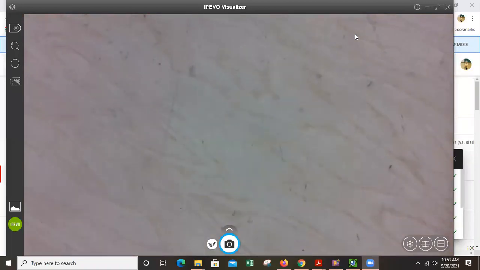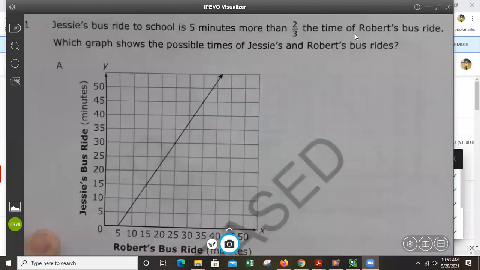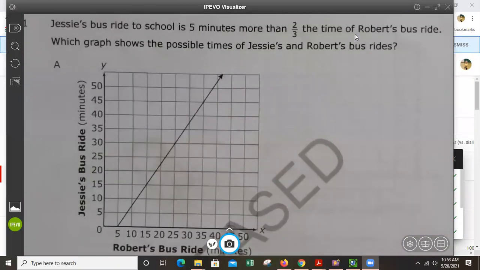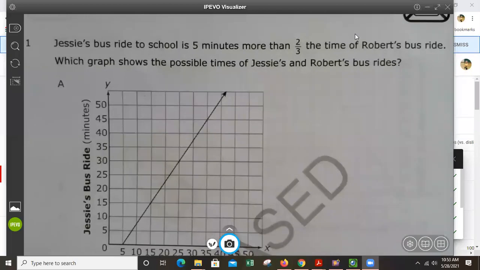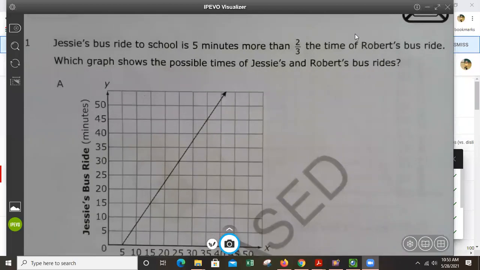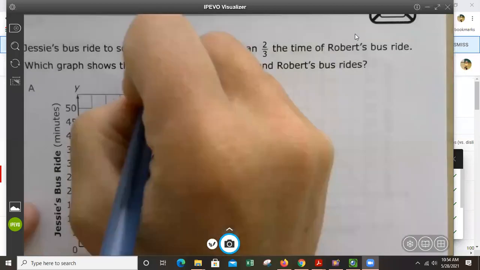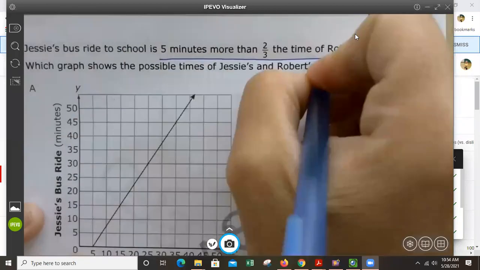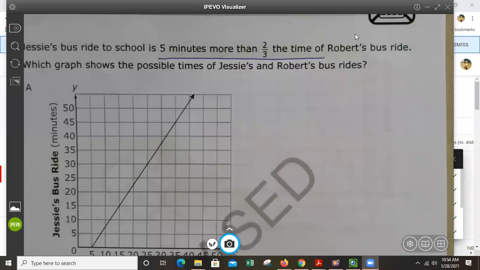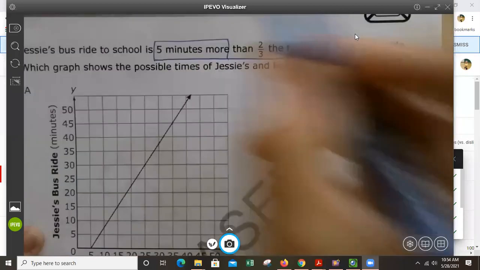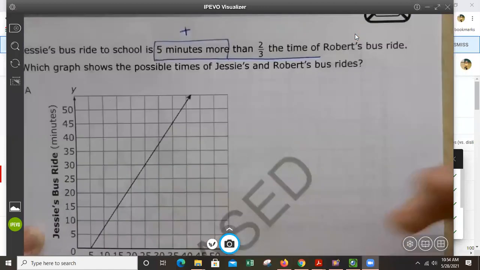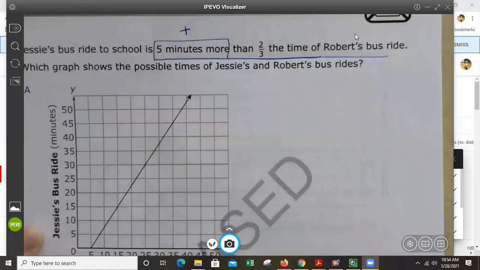All right, let's get back to number 1. These are calculator inactive. It says Jesse's bus ride. This is number 1. Jesse's bus ride to school is 5 minutes more than 2/3 the time of Robert's. How do I write that equation? 5 more than 2/3 times Robert's. How do I write 5 minutes more? That's an add, right? How do I write 2/3 the time of Robert's bus ride?